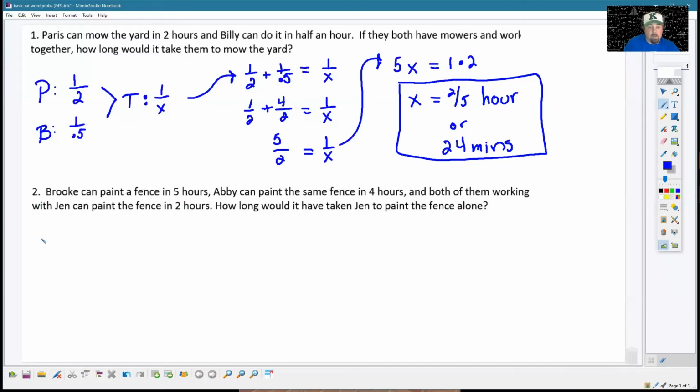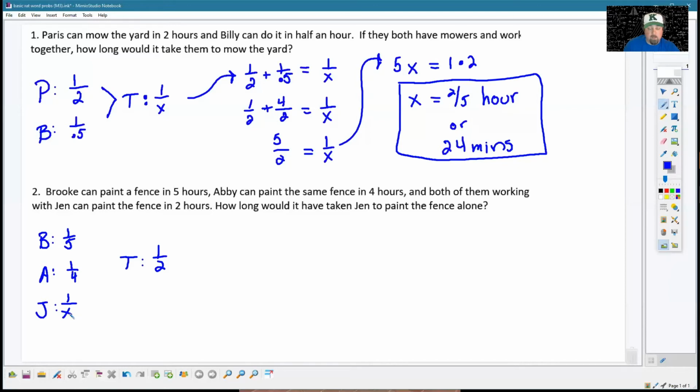So Brooke can paint a fence in 5 hours. So Brooke's rate is 1/5. Abby can paint the same fence in 4 hours. So that's 1/4. Both of them are working with Jen. So we have Jen, who can paint the fence in 2 hours. So that means all 3 of them working together, that's their together time, can finish this thing in 2 hours. How long would it take Jen to paint the fence alone?